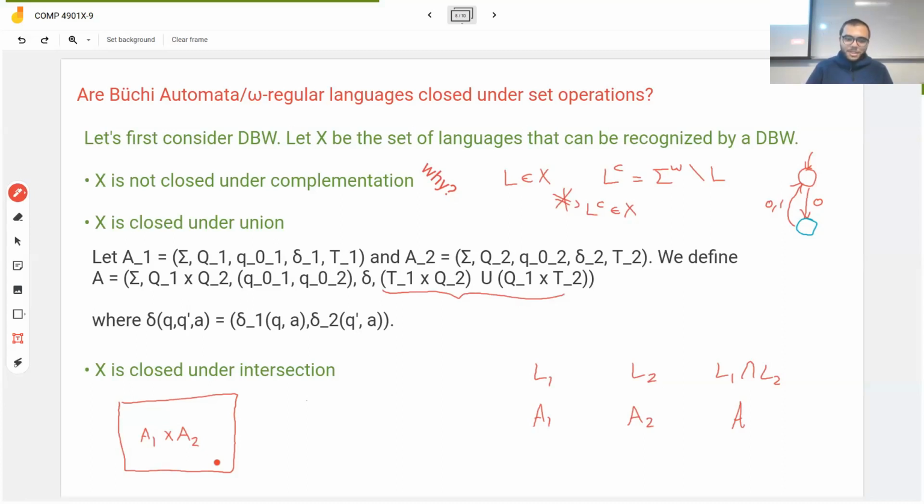So the problem here is that instead of just having one Büchi condition, I basically have two Büchi conditions, right? So I have a set T1 and a set T2, and I want to see both of them infinitely many times. But in the definition of Büchi automata, I can have only one Büchi condition. I can have only one set that should be seen infinitely many times. I'm going to give you a few minutes to think about this because it's a really cool trick.